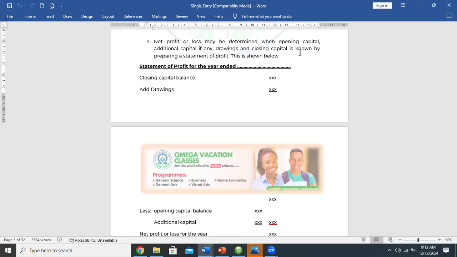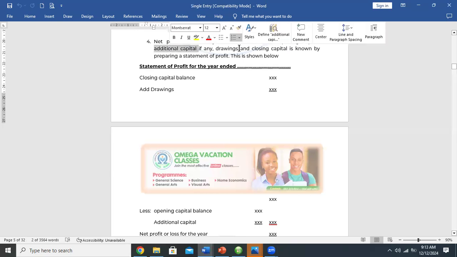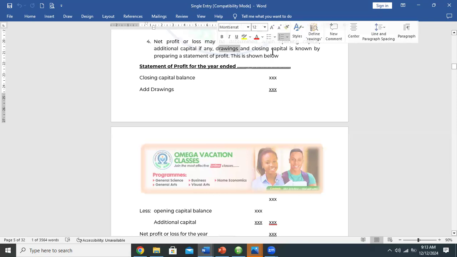So pay attention to the key things here. Opening capital, additional capital, if any, drawings, and closing capital. If you have these four items, you could use that to get your net profit. And that will save you the stress of having to look for your sales and your purchases to prepare your trading account, and your expenses to prepare your profit and loss account to get your net profit.